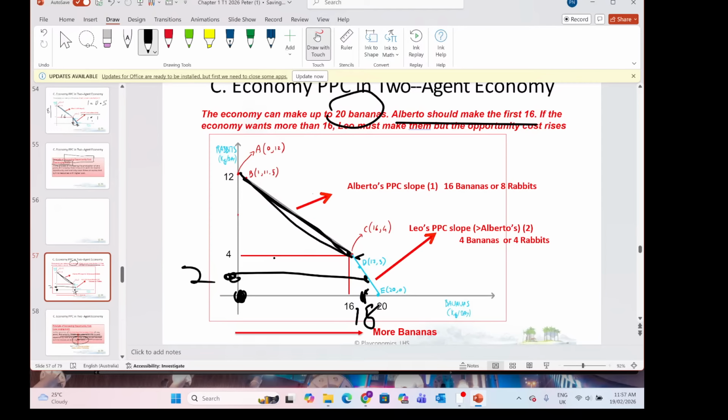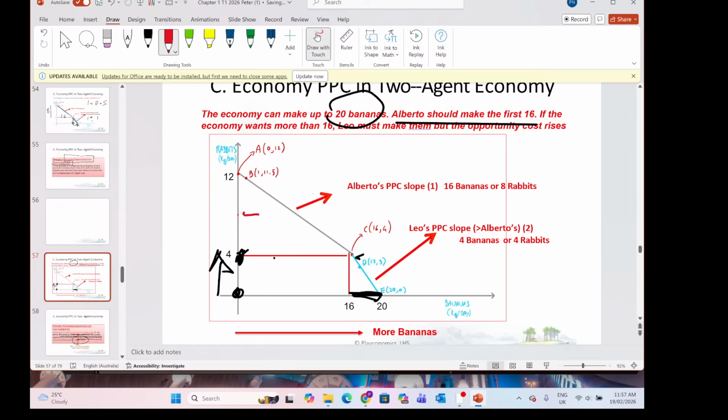Conversely, if we turn that idea around and think about who should make the first rabbits, think about what happens with the first 4 rabbits. We're going from 0 to 4. What is the opportunity cost when we go from 0 to 4? There's our opportunity cost. It's shown in black at the bottom on the horizontal line. But what about the next 4? What if we decide we don't want 4? What if we decide we want 8?